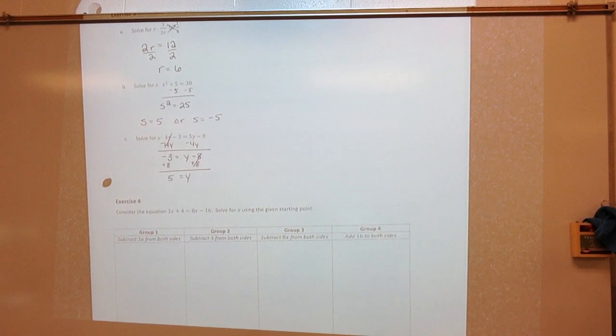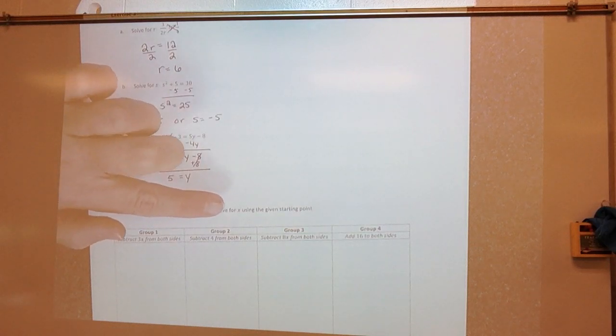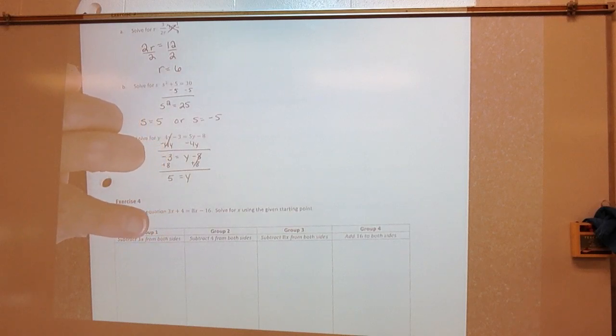Doesn't matter which step happens first. Does it matter if I subtract 4y here first, or maybe I could have added 8 first? Does that matter? Alright, so we're going to look at this really quickly. Exercise number 4. Consider the equation 3x plus 4 is equal to 8x minus 16. Solve for x using the given starting points.